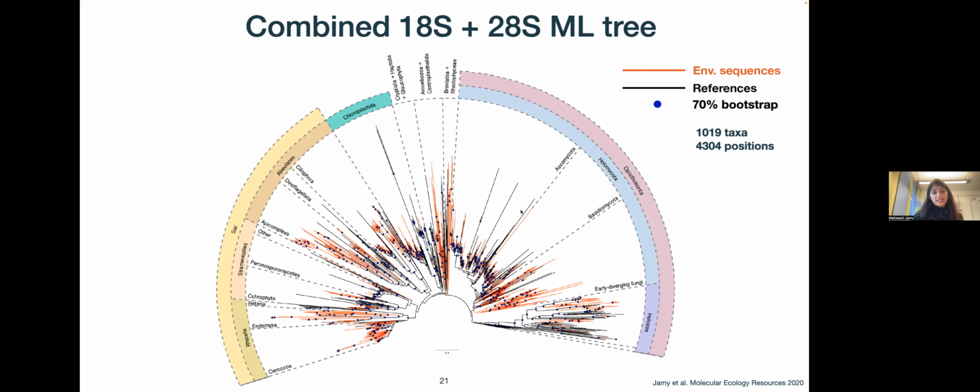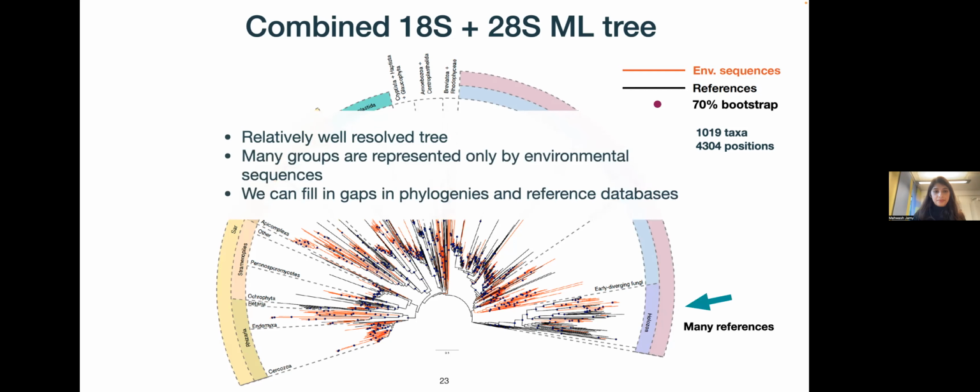Doing this allows us to visualize the diversity present in an environment in a much more meaningful way. And because this is a multi-gene tree, it has both the 18S and the 28S, we get a more robust phylogeny. We also observed that while some clades, like the metazoa or the animals, have lots and lots of references, you can see many black branches over there, other clades have very few, like the rhizaria. This shows us that our databases are very biased towards well-studied groups. But also, more importantly, it shows us how powerful our method can be for improving our databases. Because with our taxonomically labeled environmental sequences, we can fill in these gaps in our databases, in particular for the 28S gene.